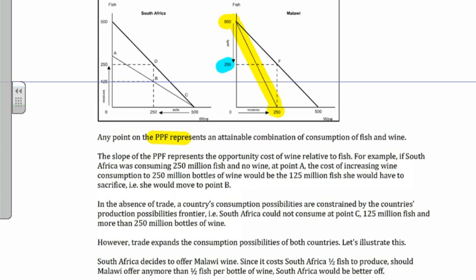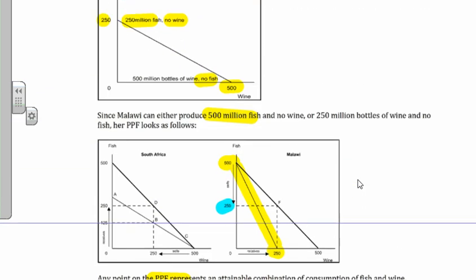Let's have a look. I just want to read this verbatim because it's just so important, because this goes to the whole point about how we decide to trade. If there's no trade, then the country's consumption will be as we've shown you over there. Remember, I'm just going to take you back up because we superimposed them one on the other. Can you see over there? South Africa first started off at 250 million and 500 million.